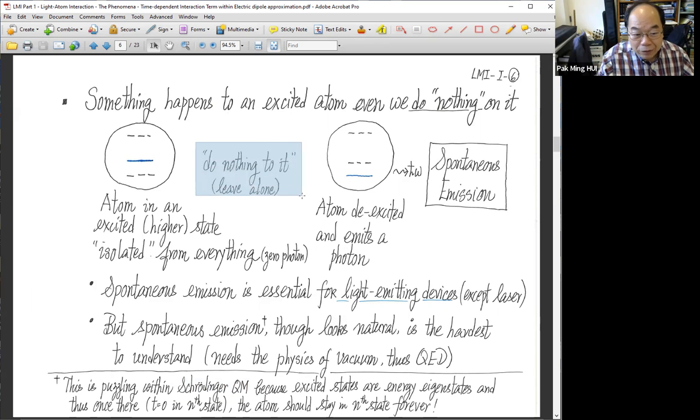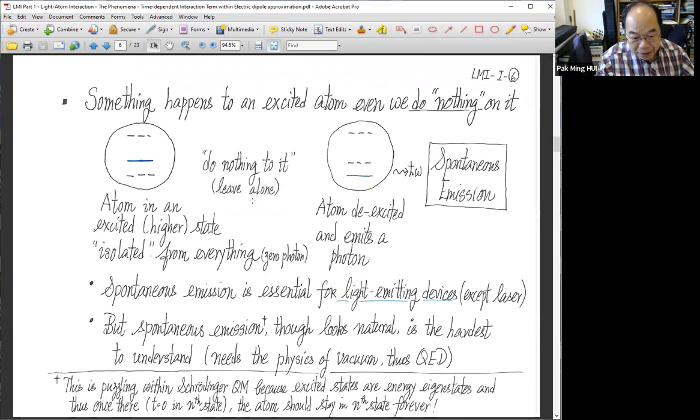So if you read this carefully, I use quotation marks here saying we are doing nothing to the excited atom. Well, we put the atom, let's say we even pump out all the air in our apparatus. So it looks like we are putting an excited atom in vacuum. But even vacuum turns out to be something, it's not nothing. And that is the difficult physics behind explaining spontaneous emission.